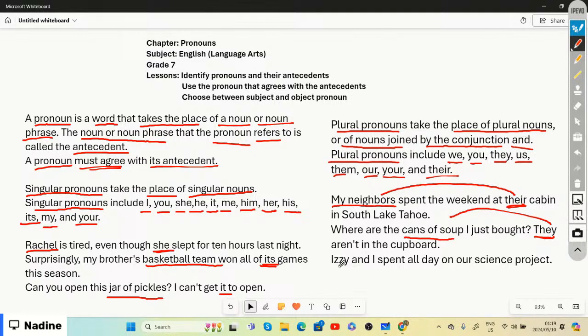Then the last one says, Izzy and I, right? Remember there we have the conjunction that joins the two nouns, which is Izzy and I. So Izzy and I spent all day on our science project. So this pronoun our agrees with Izzy and I.